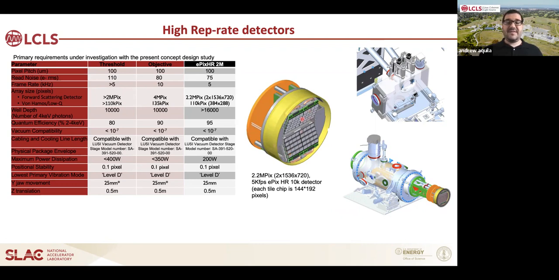So this will start at 5 kilohertz, with each of these little tiles being 144 by 192 pixels. And eventually we have a path to 10 kilohertz, and then we have some ideas for technology that's coming down the pipeline to be in the 25 kilohertz regime. We specifically tailored this detector to count single photons around 2 keV and up, and be optimized to detect up to 10,000 photons per pixel at 4 keV.